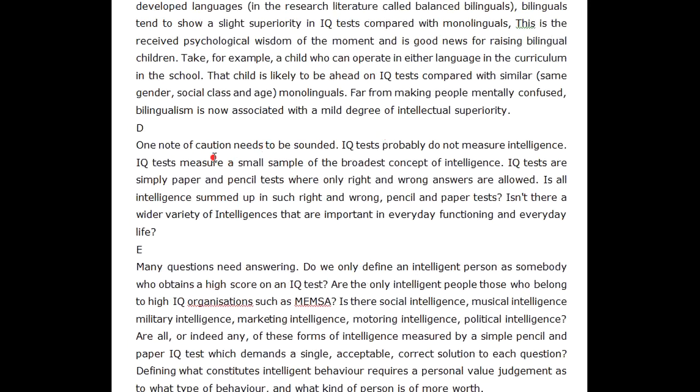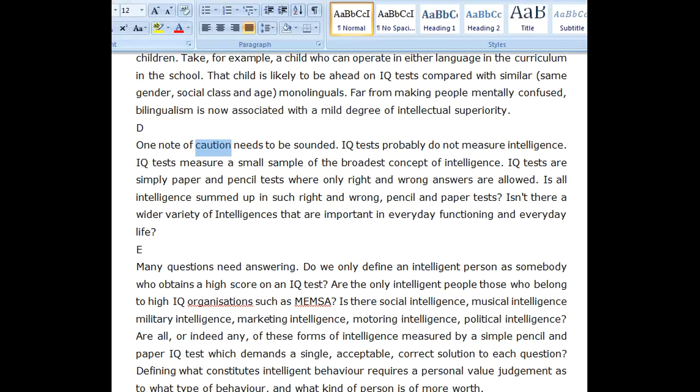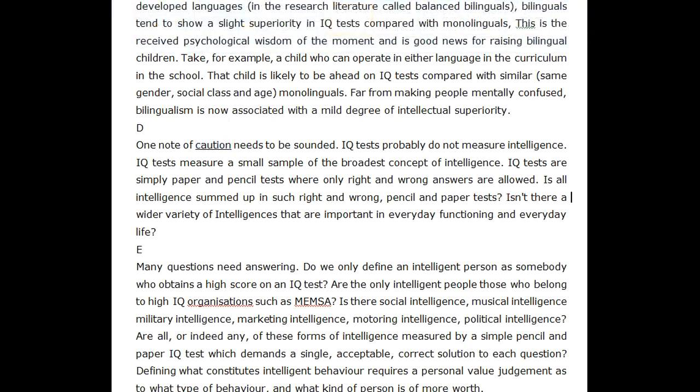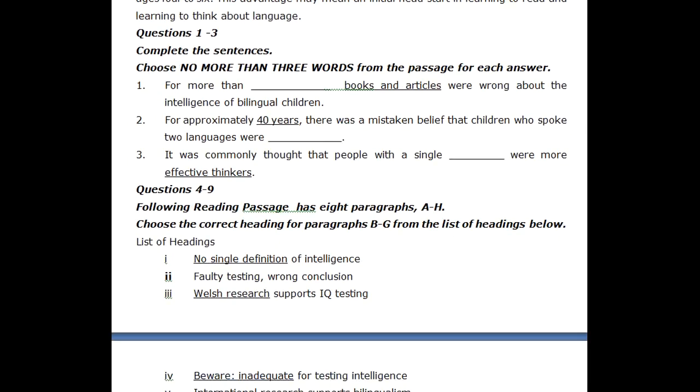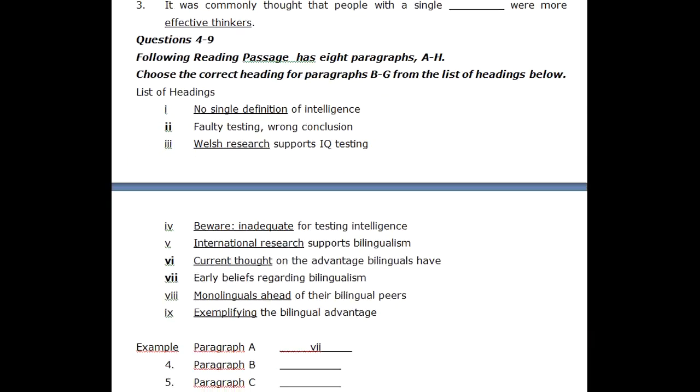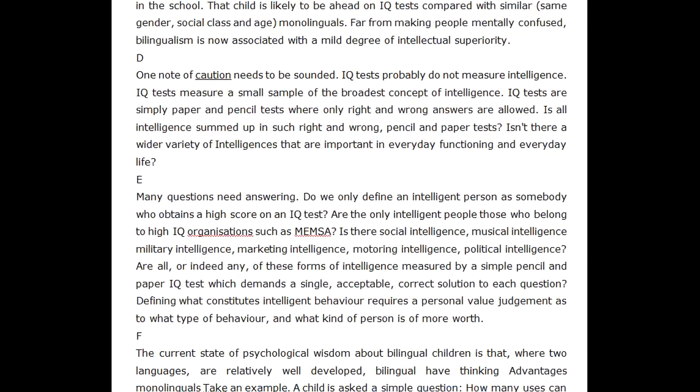One note of caution. Caution. Can you recall that we have underlined beware? So caution means beware. So underline this word. It can be the answer, but I have to read the entire paragraph. What is it about? What can be the heading of this? He's saying beware, inadequate for testing intelligence. Okay. So something is inadequate for testing intelligence.